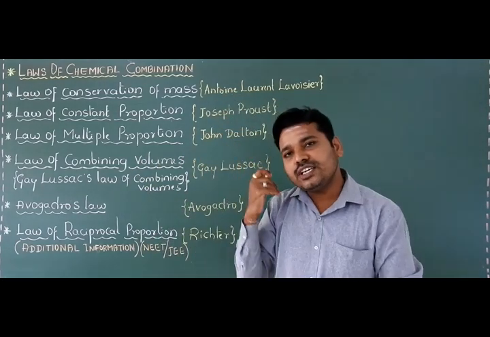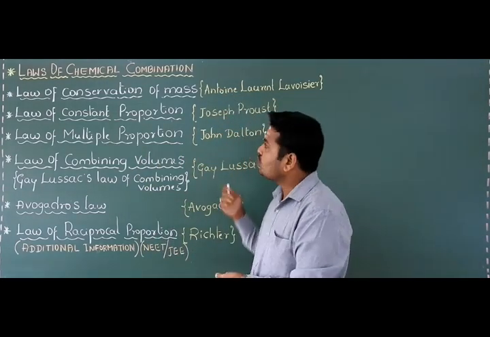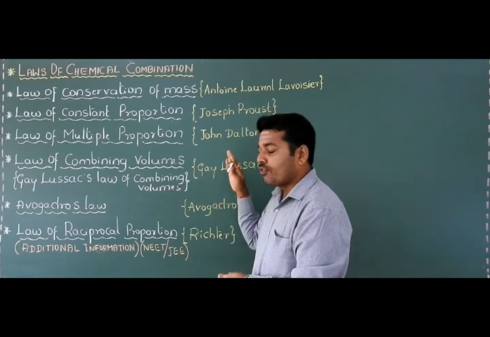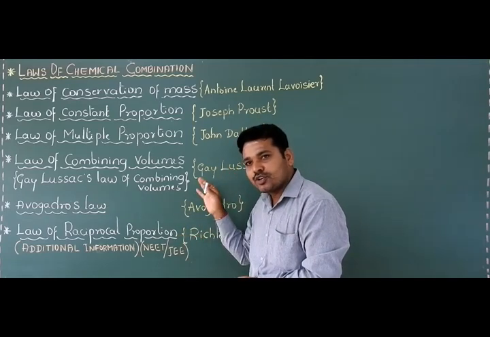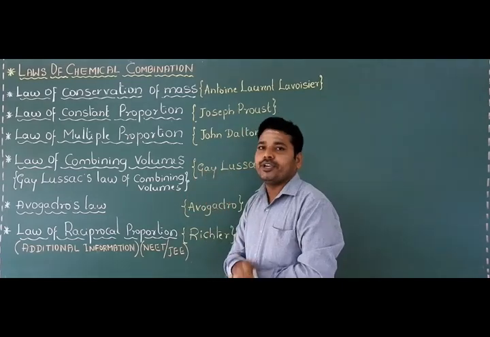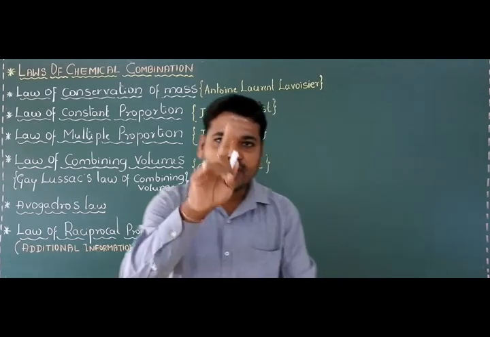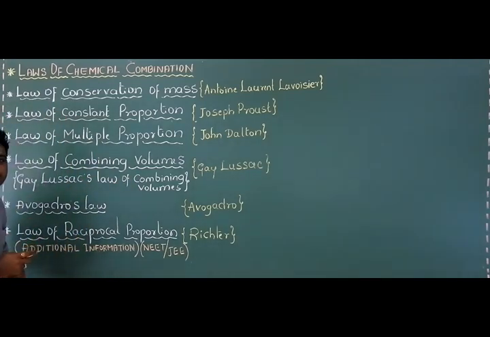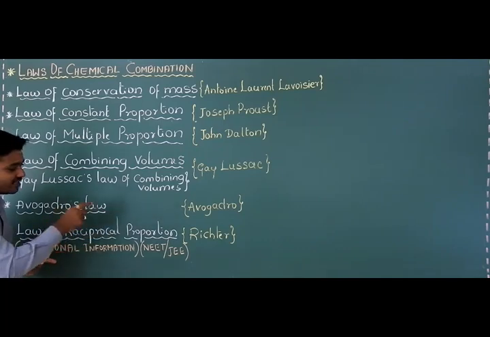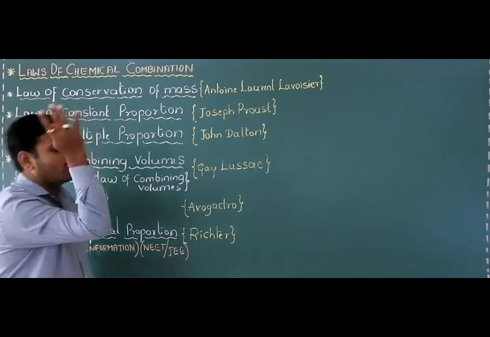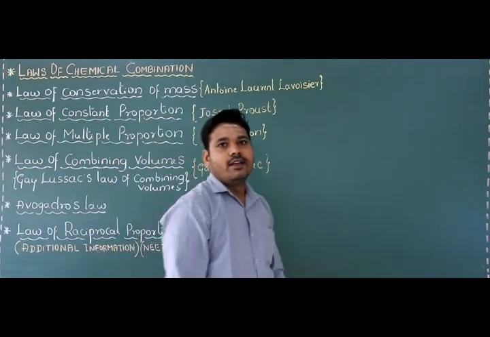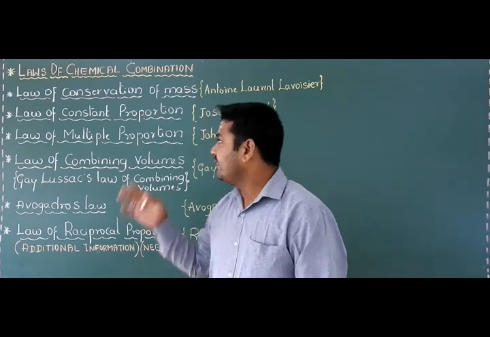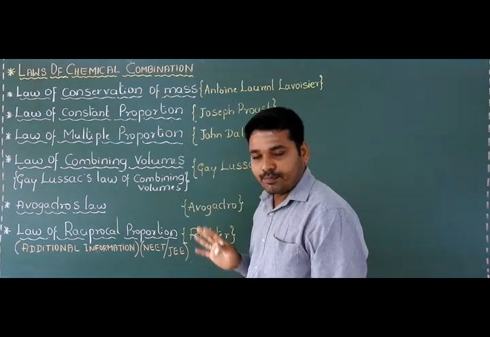And in addition to these 5 laws, from the competitive examination point of view, one more important additional piece of information under the laws of chemical combination is the law of reciprocal proportion. This law of reciprocal proportion is additional information under the laws of chemical combination, students. So let us discuss each law with an example.